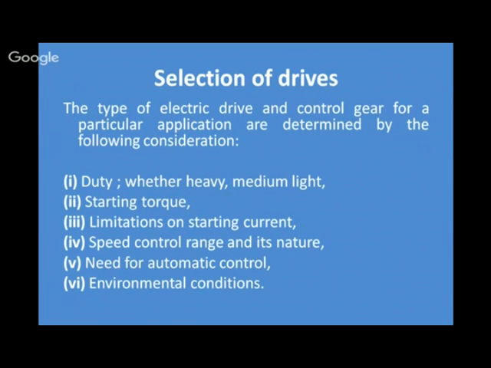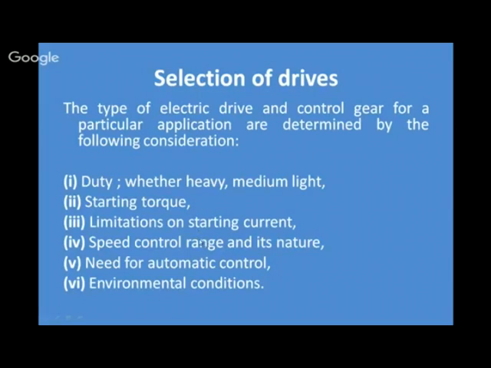Then we have selection of drives. Whatever our application will be, we have to choose the drive very carefully for that application. So first of all we will see the duty, that is whether the drive requires a heavy duty or a medium or a light duty load. Then we have starting torque requirements. Some of the applications require high starting torque. Then the limitation on starting current.